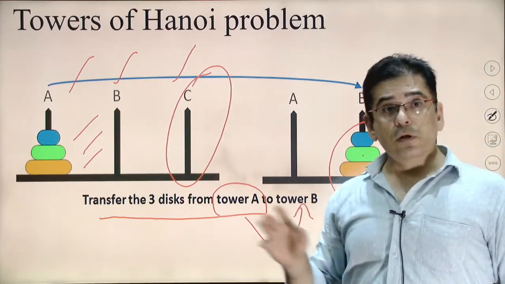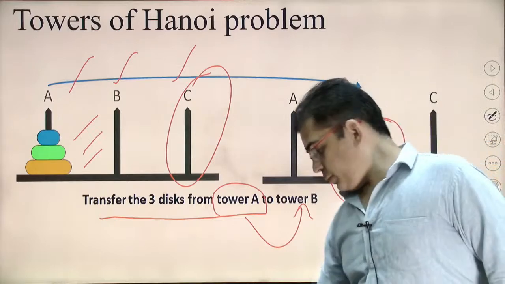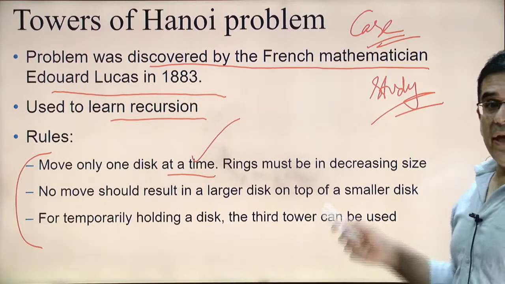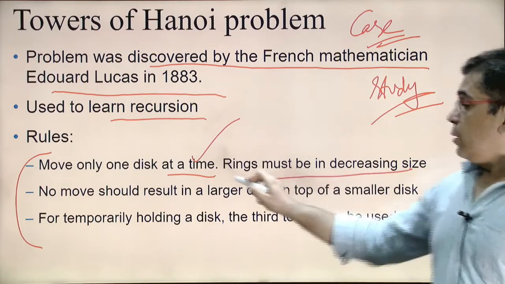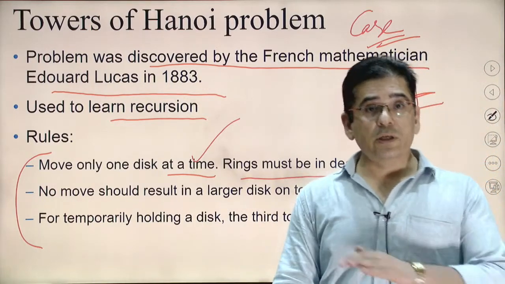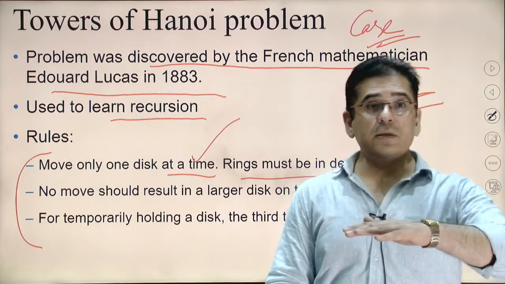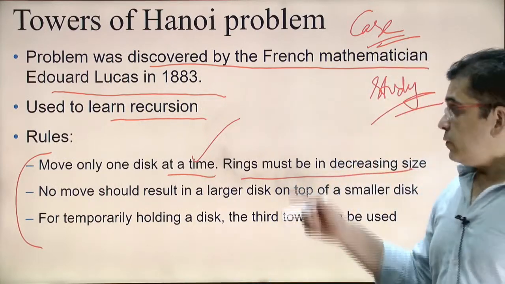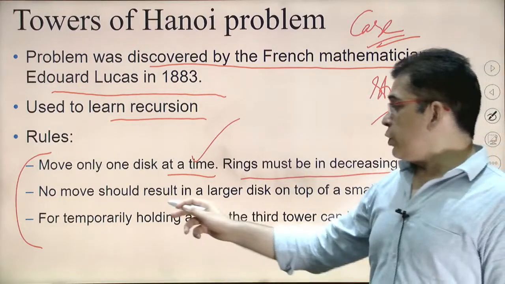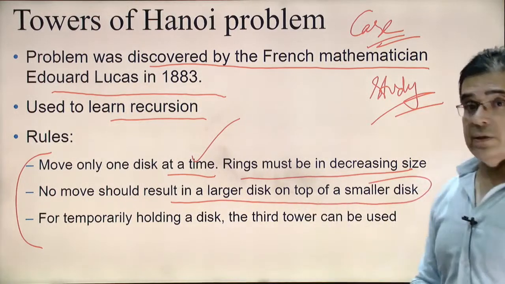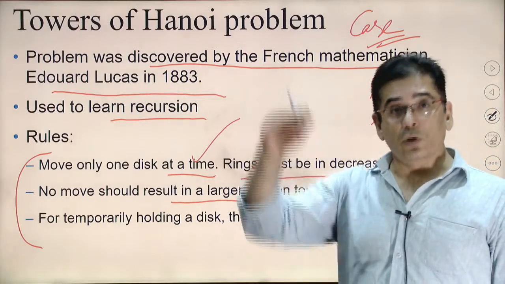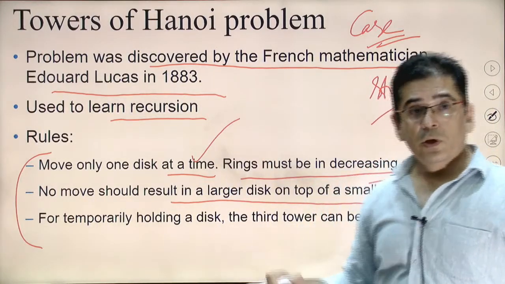There are 3 rules when you are playing this game. Number 1, move only one disk at a time. Rings must be in decreasing size, meaning at any stage there should not be a case where a small disk is at the bottom and a large disk is on top of it. The disk moves one at a time and rings must be in decreasing size. No move should result in a larger disk on top of a smaller disk. As I told you, this is the second rule. At any stage it is not allowed that a larger disk is on top and a smaller disk is at the bottom.